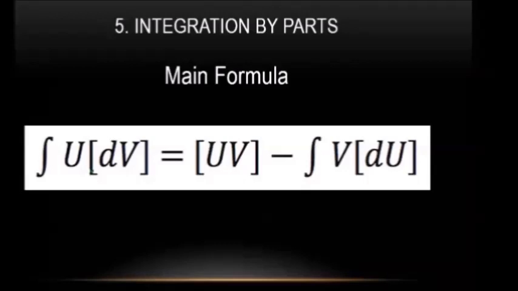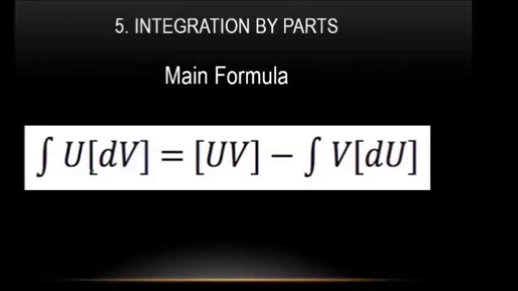Technique 5, integration by parts. What if the integrand is neither basic nor composite? What if the integrand is a product of 2 functions? In this case, we would use integration by parts. If you let one function be equal to u, another function be equal to dv, you will then differentiate u and integrate dv. So we'll use a kind of a manipulation of the product rule, which will give us our main formula for integration by parts. We have the integration of u dv as equal to u times v minus the integration of v du.